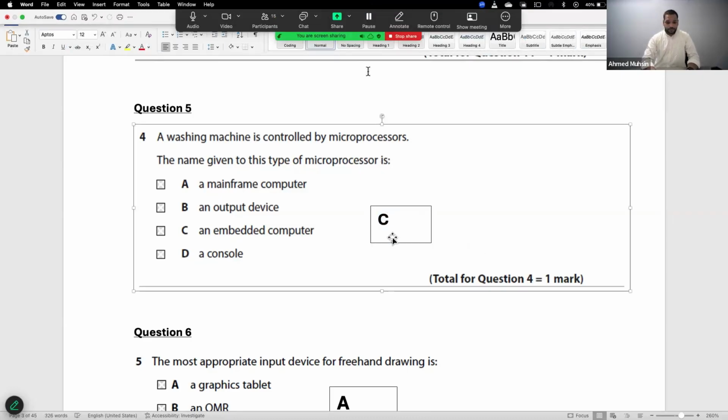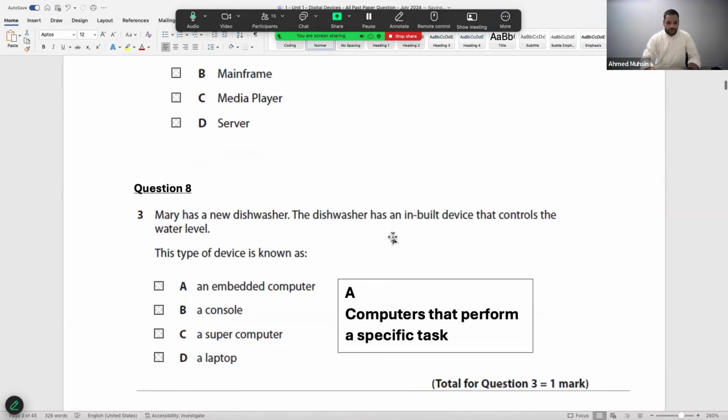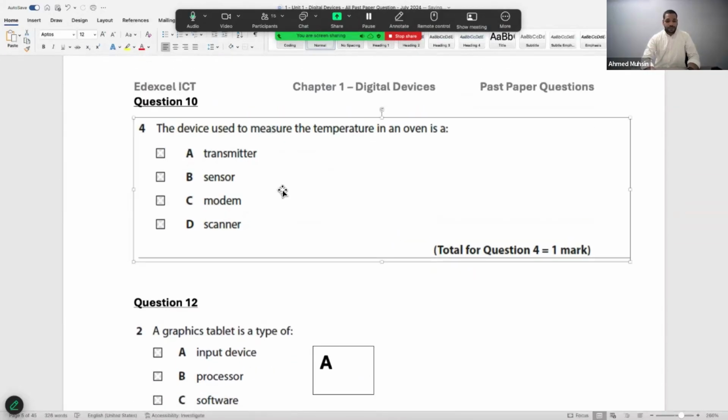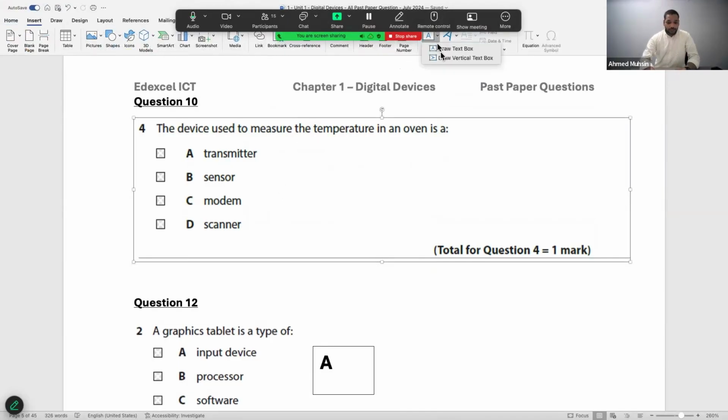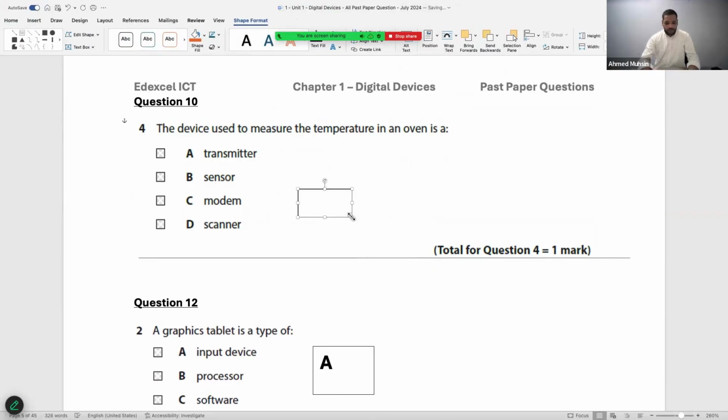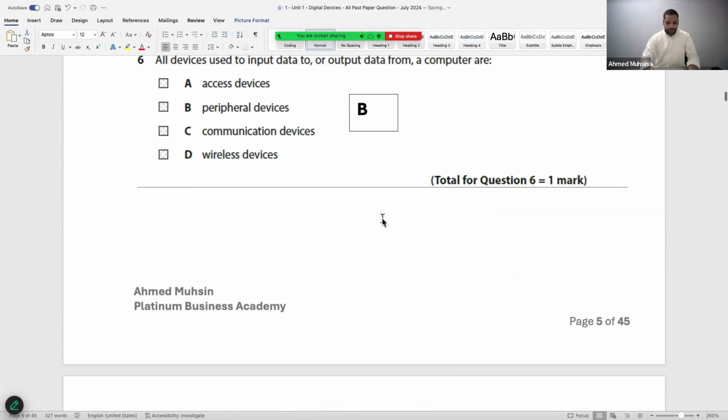We are moving now. Right, can we have a look at question number 10, everybody? The device used to measure the temperature in an oven is, you would be using a sensor. What type of a sensor, guys? A temperature sensor, a thermometer, okay? So here your answer is going to be sensor. Are we okay with this? Okay, awesome. Let's keep moving, guys.